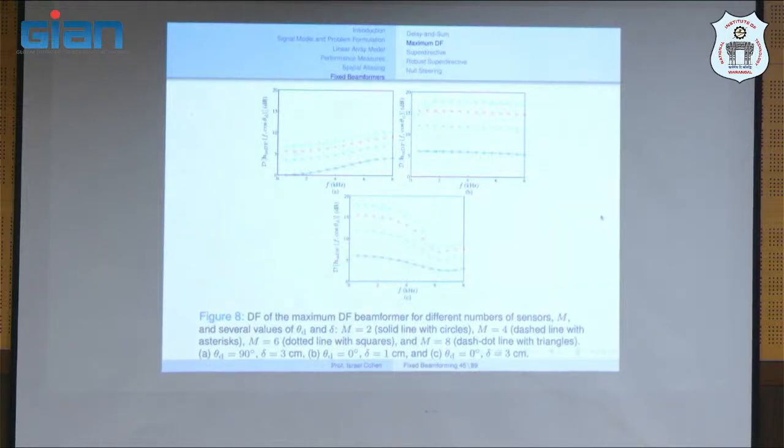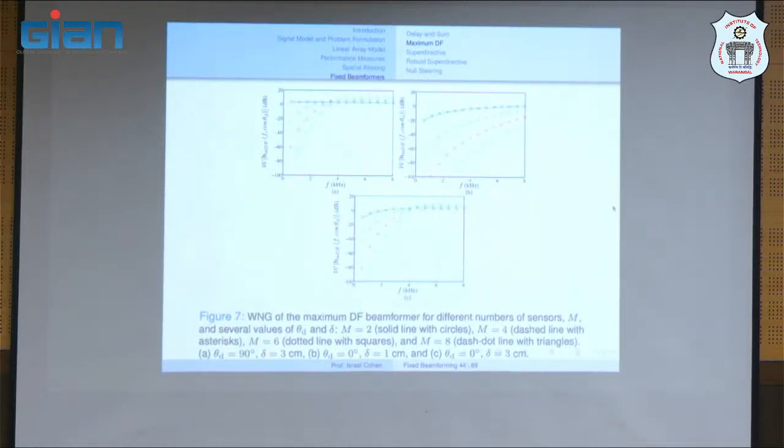Now, if somebody takes this beamformer with the array and puts it in a different environment, instead of diffuse noise, you have thermal noise. What will happen? We need to check what happens with the array gain, the white noise gain. So what is the white noise gain when we use a beamformer that maximizes the directivity factor?